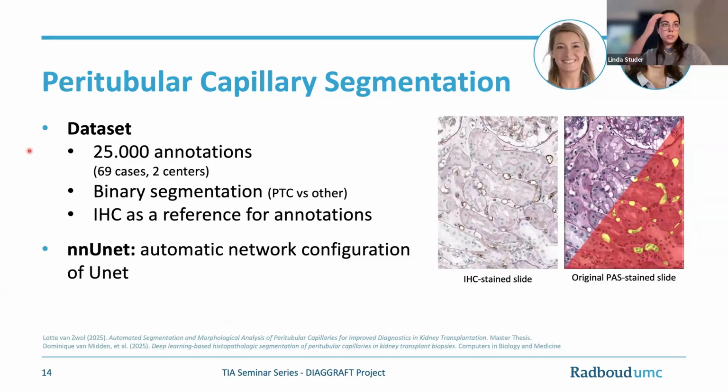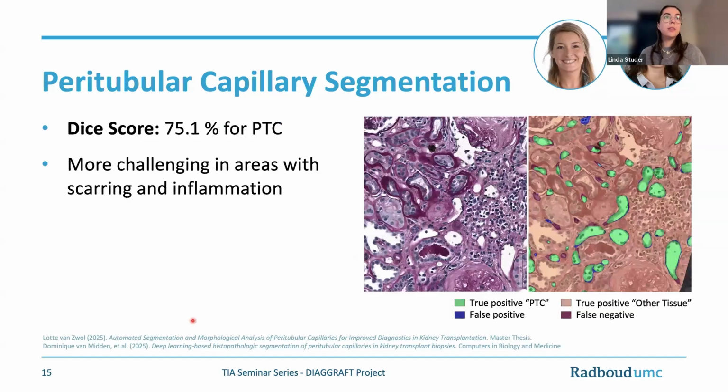And we created around 25,000 annotations for binary segmentation, so just the PTC segmentation specifically. Mike and I did the initial work just using a standard UNet, but then Lotte, our master student, took this further. Again, because we had such good results with the nnU-Net before, we again used the nnU-Net, and indeed were able to push the performance further. Now we achieved a Dice score of 75% for the PTC segmentation.